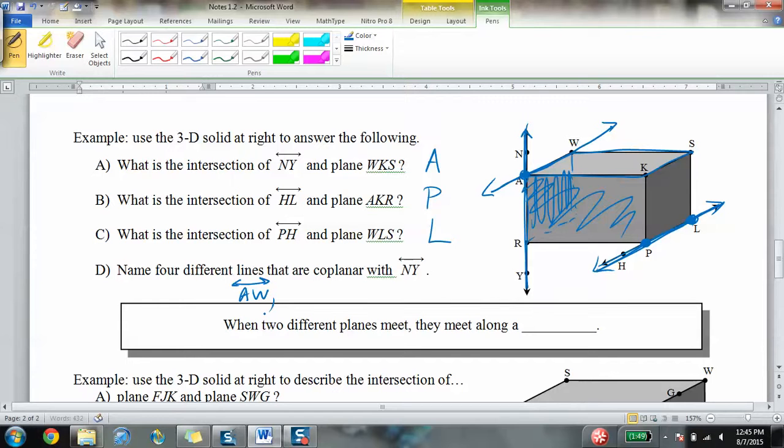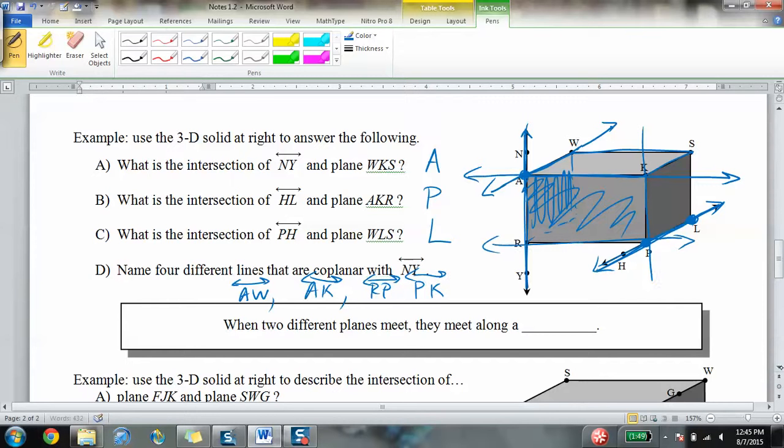We need 3 more, so we said it's also part of the front of the box, so I could name this line right here, AK. I could name this line right here, RP. And I could name this line right here, PK.